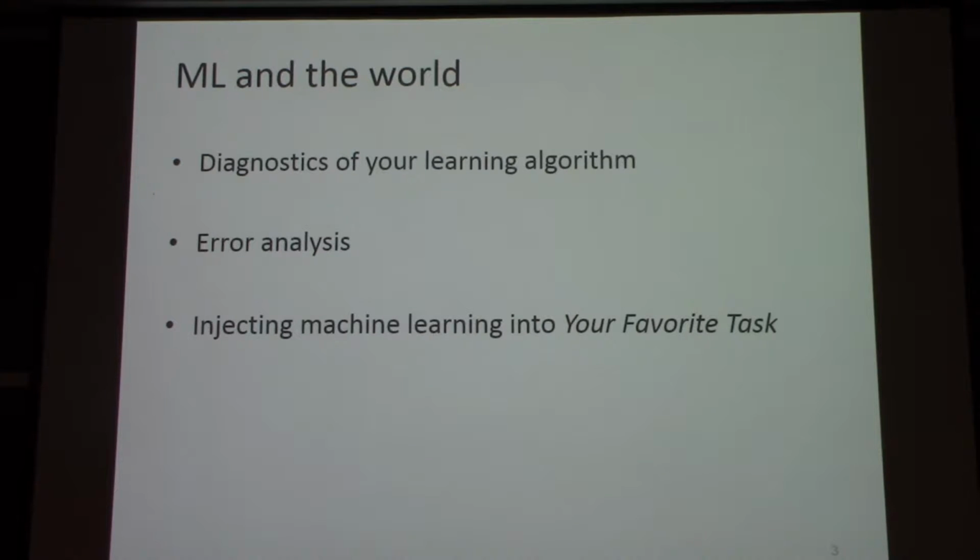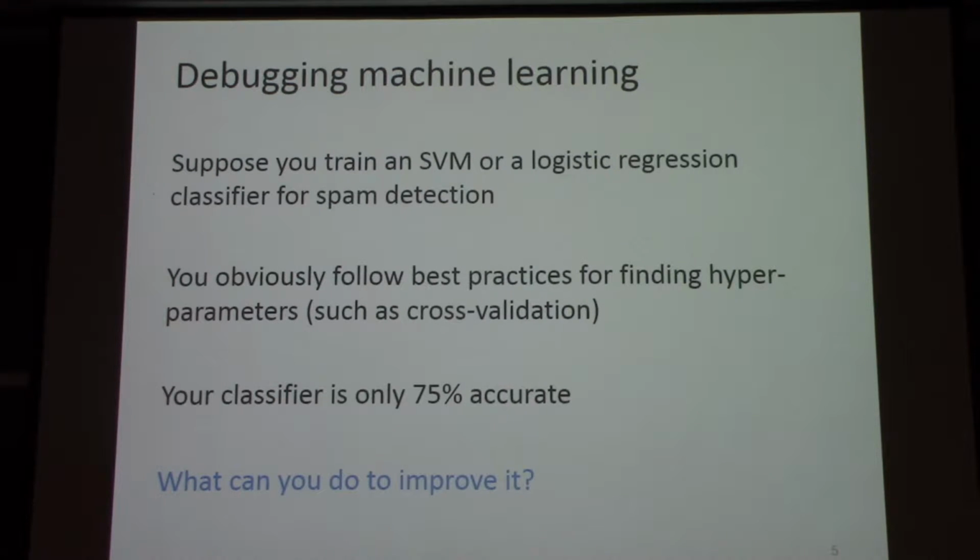How do I analyze the 20% of examples where it makes mistakes and make the classifier better? And I'll wind up the whole thing with some thoughts about how you might inject machine learning into your application. So let's talk about diagnosis.